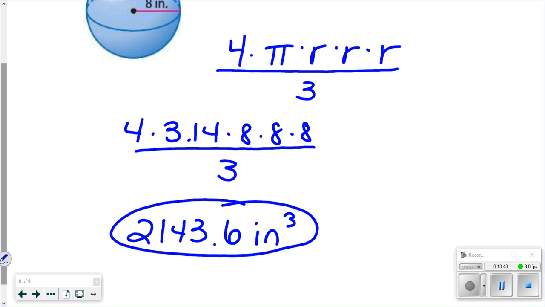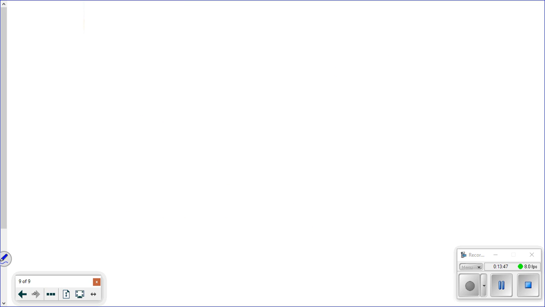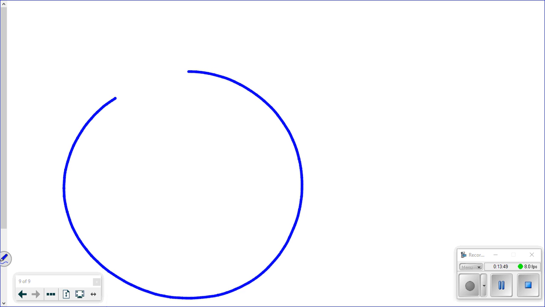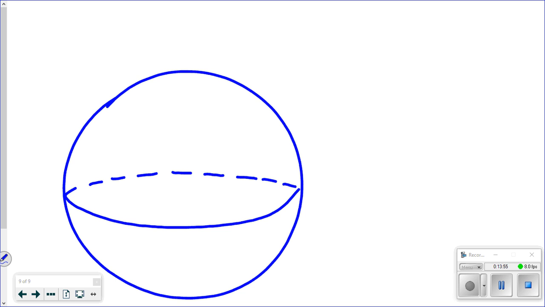Way to go. Let's do one more. Last one. Then I'm done. Let's make it a big one. What should we make the radius this time? Let's make it 20. 20 inches. All right, go for it. It's going to be a big number.